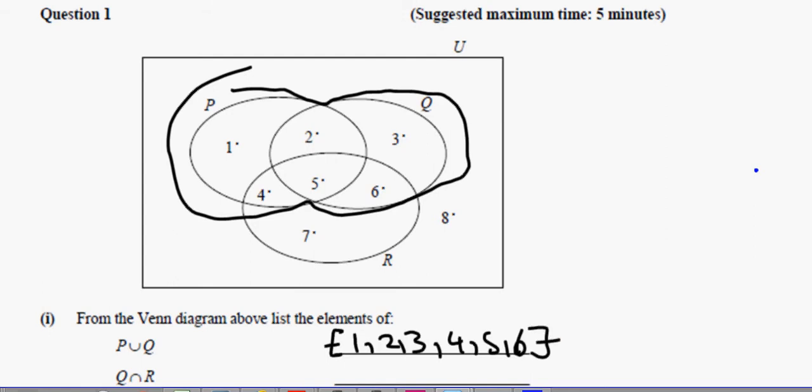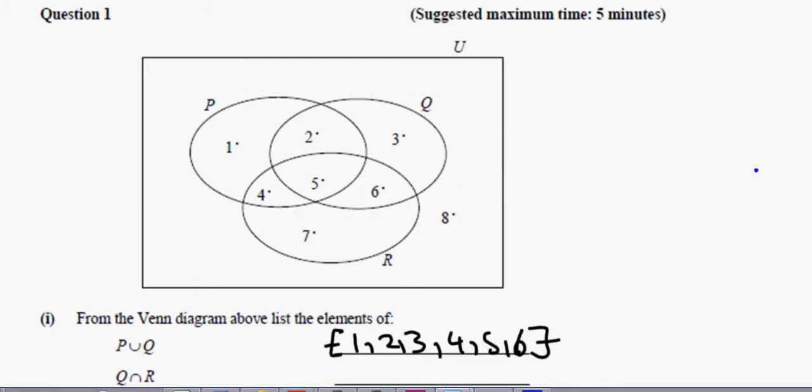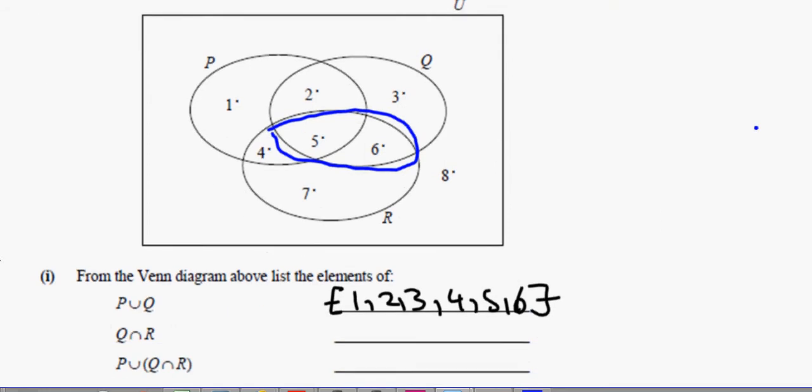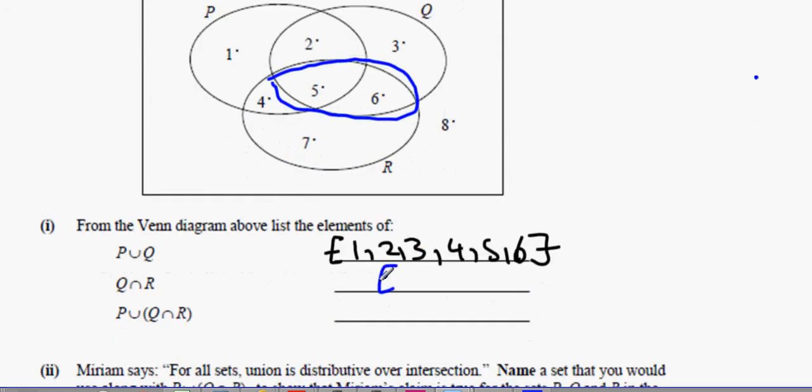Okay. Next one will be Q intersection R. Okay, now Q intersection R is going to be these 2 points here, 5 and 6. Okay, so Q intersection R is 5 and 6. Okay, next one.